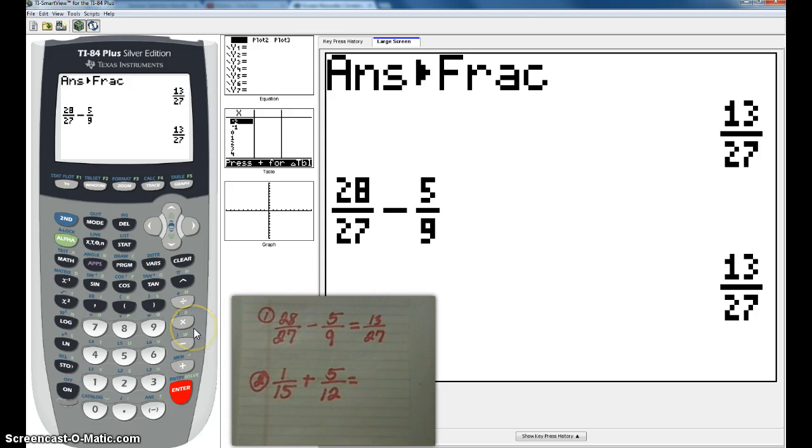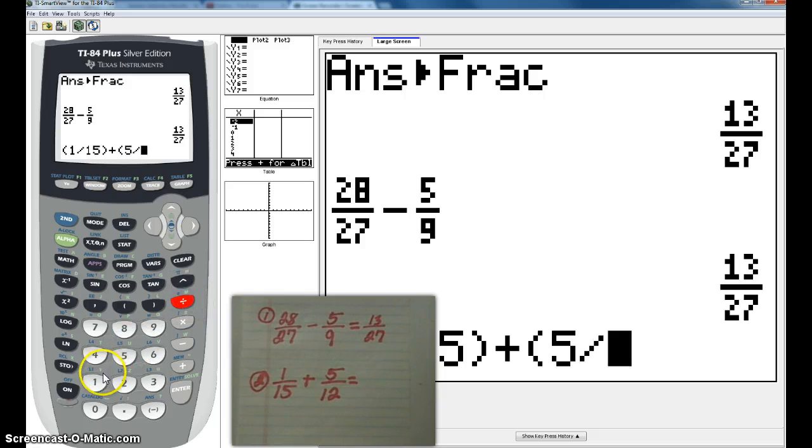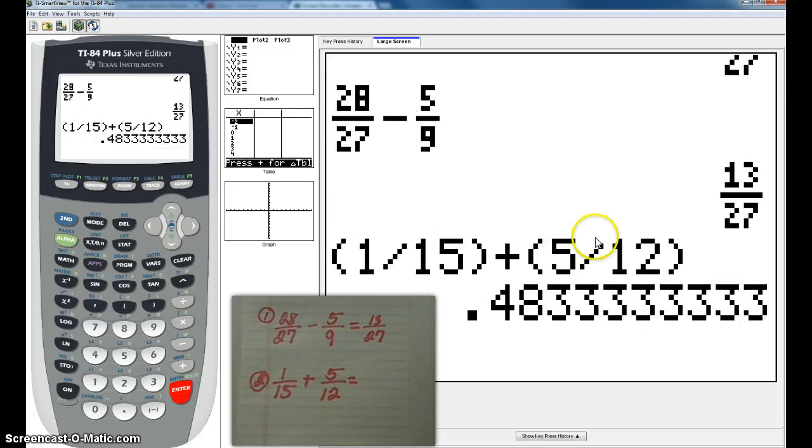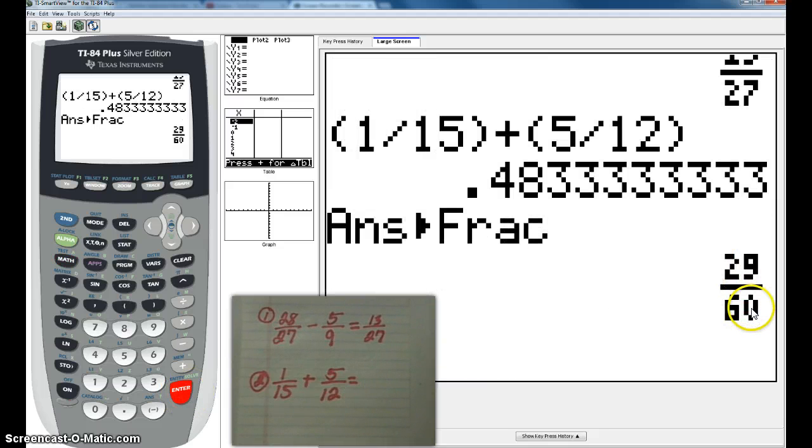Just two problems today. So if you did not have the upgrade or you didn't want to use the upgrade, you would simply use parentheses. So it will be parenthesis 1 divided by 15, close your parenthesis, plus parenthesis 5 divided by 12. Close your parenthesis. Always remember, if the calculator gives you back a decimal, to get a fraction, you hit math, and then you hit enter 2 times. So 29 over 60.